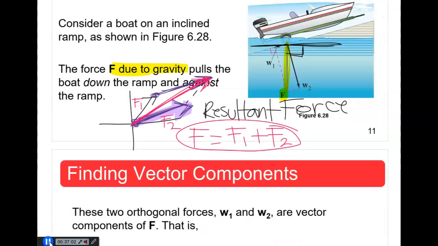Sorry about that. So the vector that you can see here, W sub 2, is the one that is pulling the boat against the ramp. You can see it is making a 90-degree angle with the ramp. So here's the ramp and here's our 90-degree angle with vector W sub 2. So that is the one against the ramp, W sub 2.